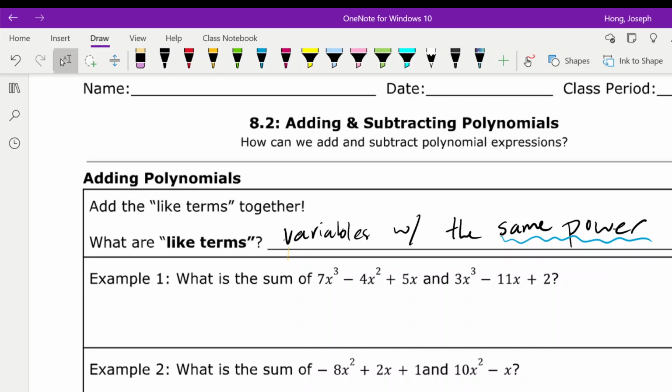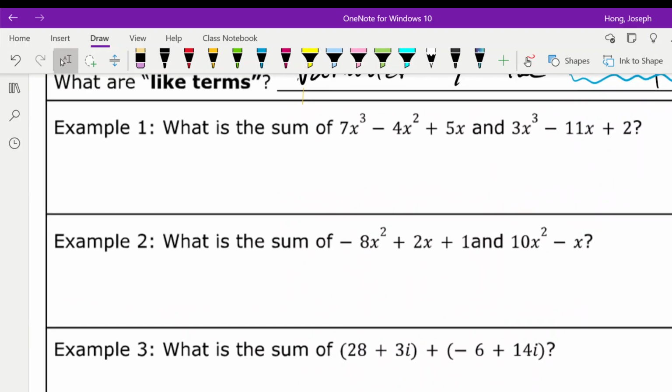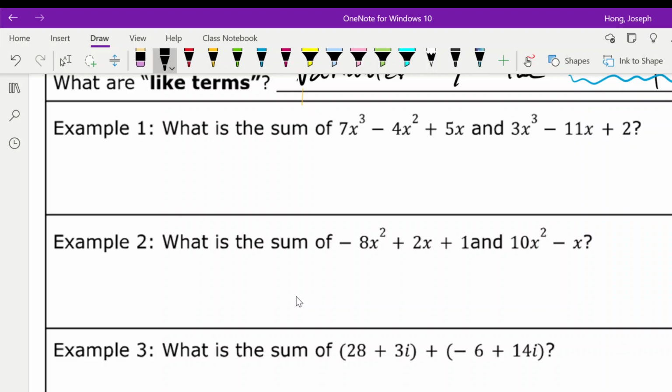So let's just get started with example 1. This is very easy. So what is the sum of 7x to the power 3 minus 4x squared plus 5x and 3x cubed minus 11x plus 2? So the easiest way for you to do this is, well, you have to first define what sum means. And this means adding. Better yet, it's like the after of adding.